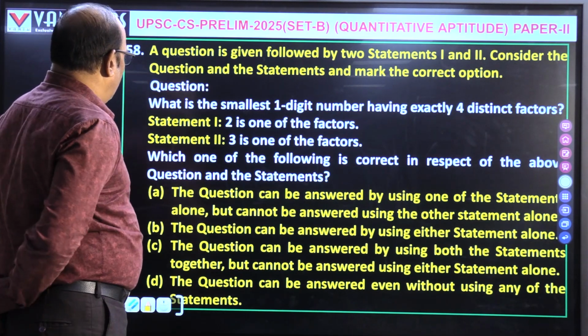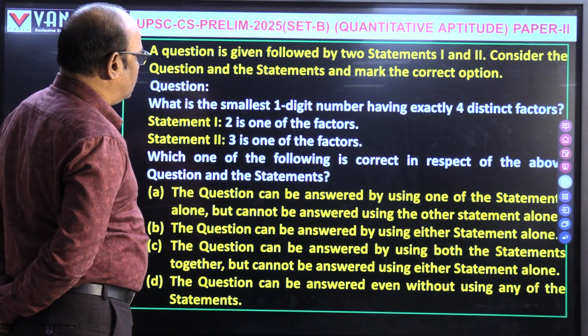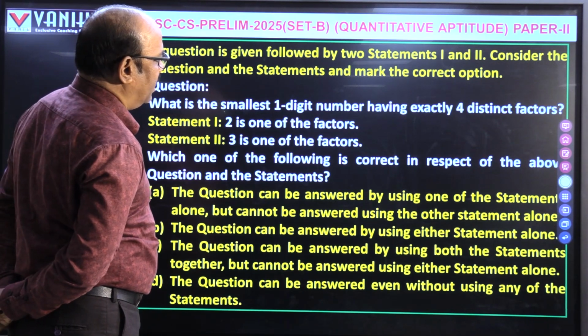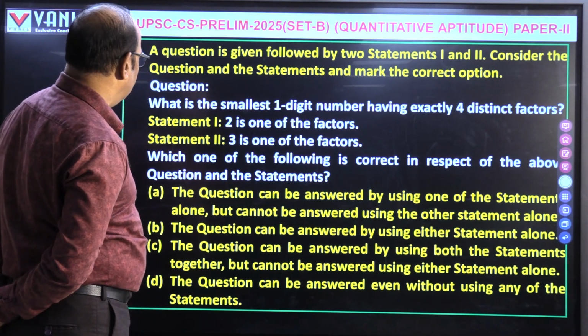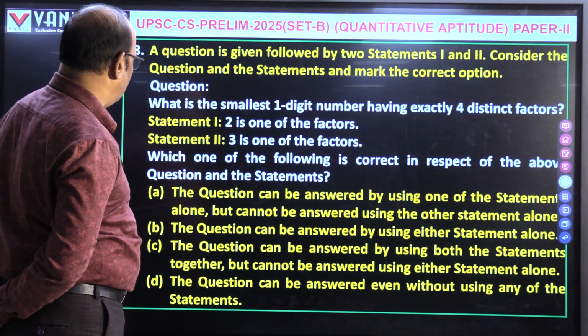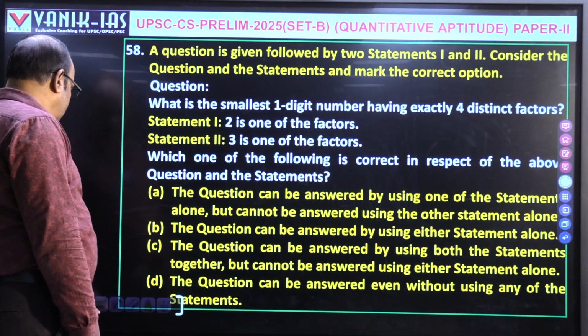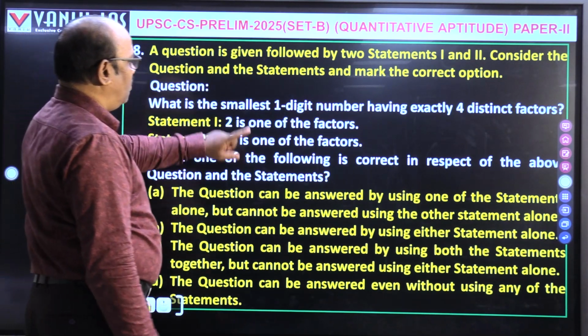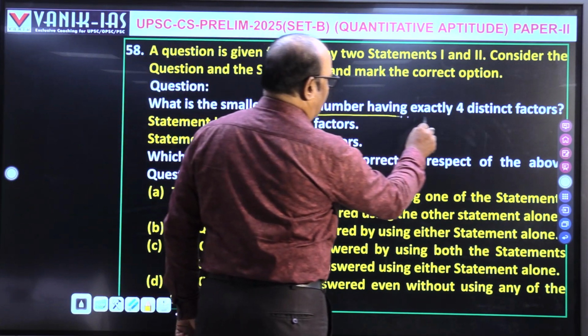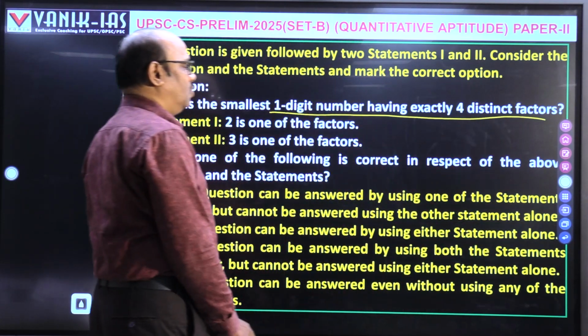58. So again, statement 1 is given, the question is given: what is the smallest one digit number having exactly 4 distinct factors? Statement 1, 2 is one of the factors. Statement 2, 3 is one of the factors. It is a small number. It is said, it is the smallest one digit number having exactly 4 distinct factors.